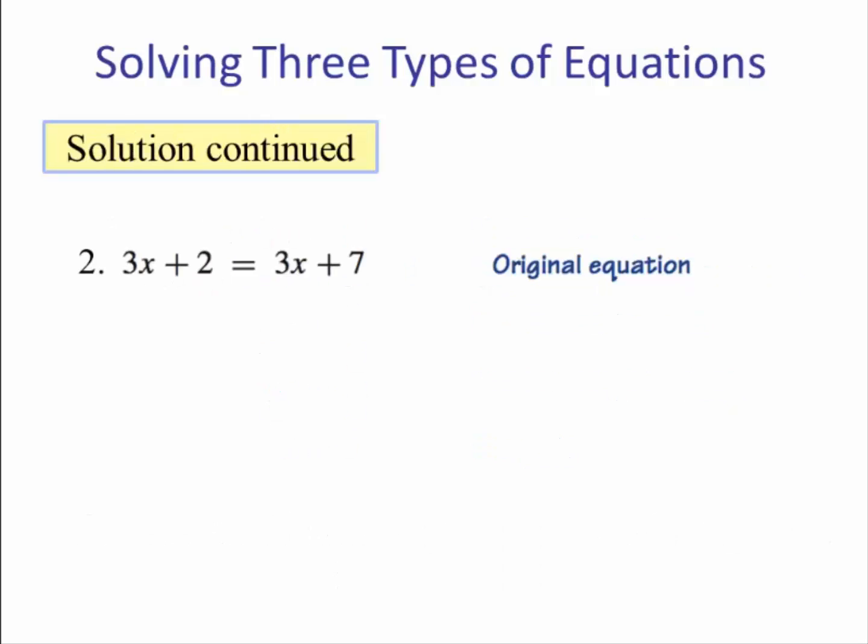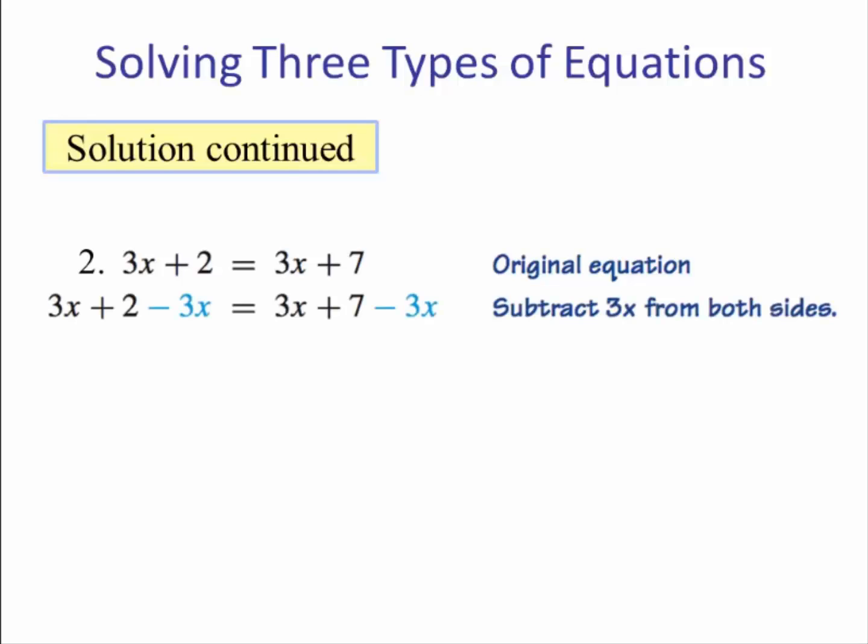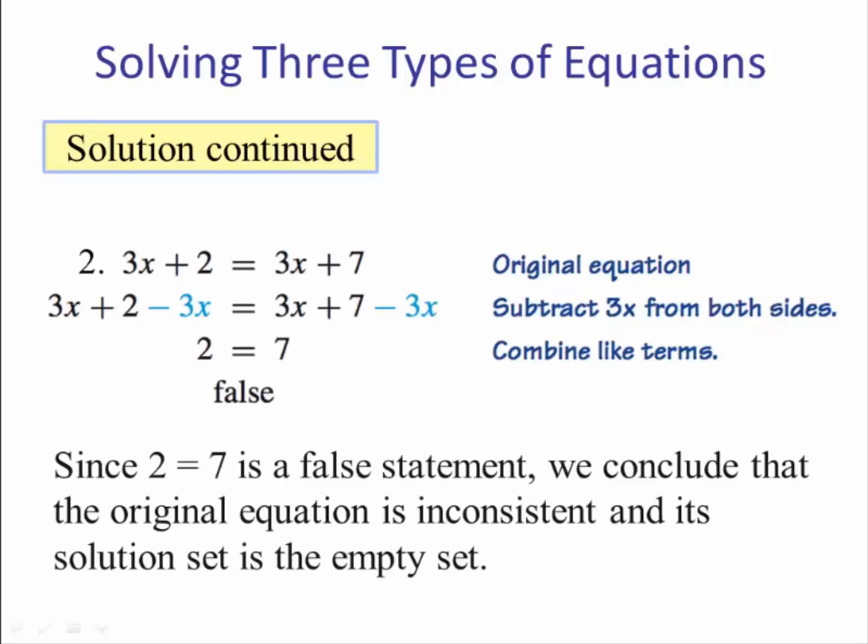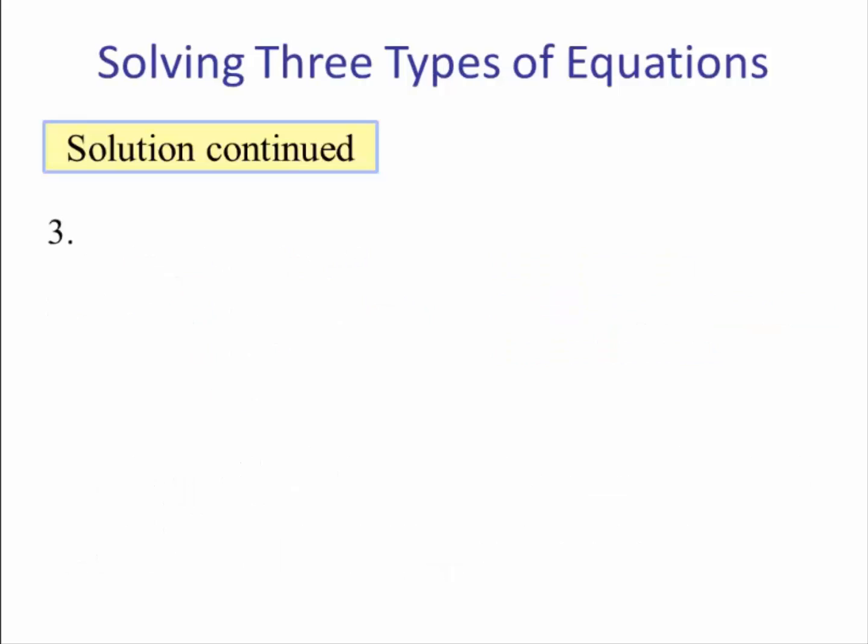Number 2, we have 3x plus 2 equals 3x plus 7. We have variables on both sides, so we want to move all the variables to one side. So we subtract 3x from both sides. Now when we do this, the variables cancel and we're left with 2 equals 7. So there's no more variables. This is a false statement. So since 2 does not equal 7, we conclude that the original equation is inconsistent and the solution set is the empty set.